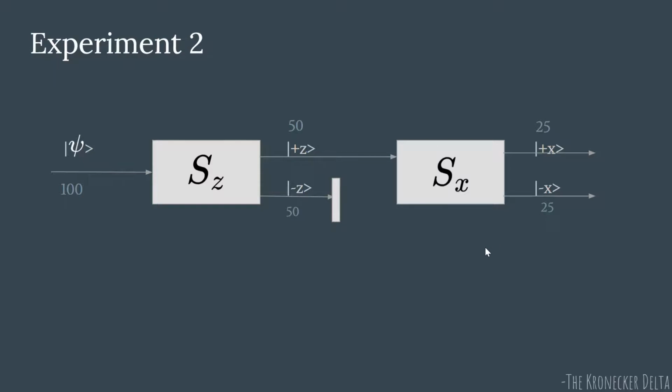The results of this experiment are the same for any combination of two orthogonal axes of first and second analyzers. So if you have used Z and X here, you can use X and Y here, different permutations and combinations, such that if they are orthogonal, we'll obtain the same results. Moving on to the third experiment.